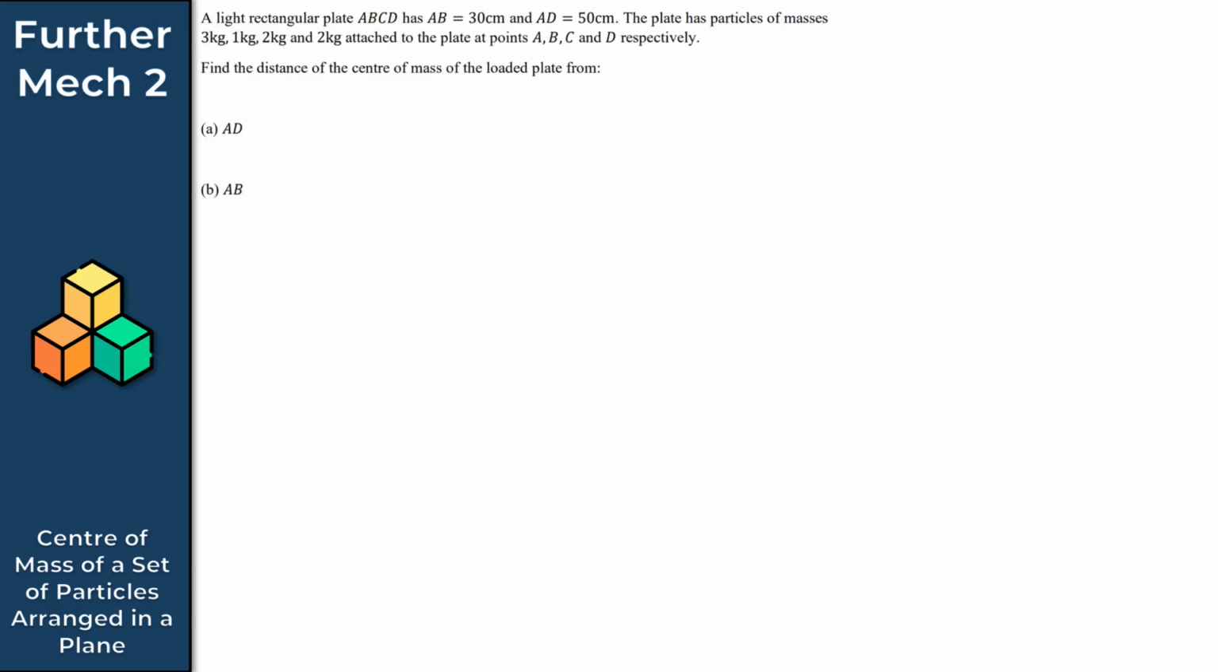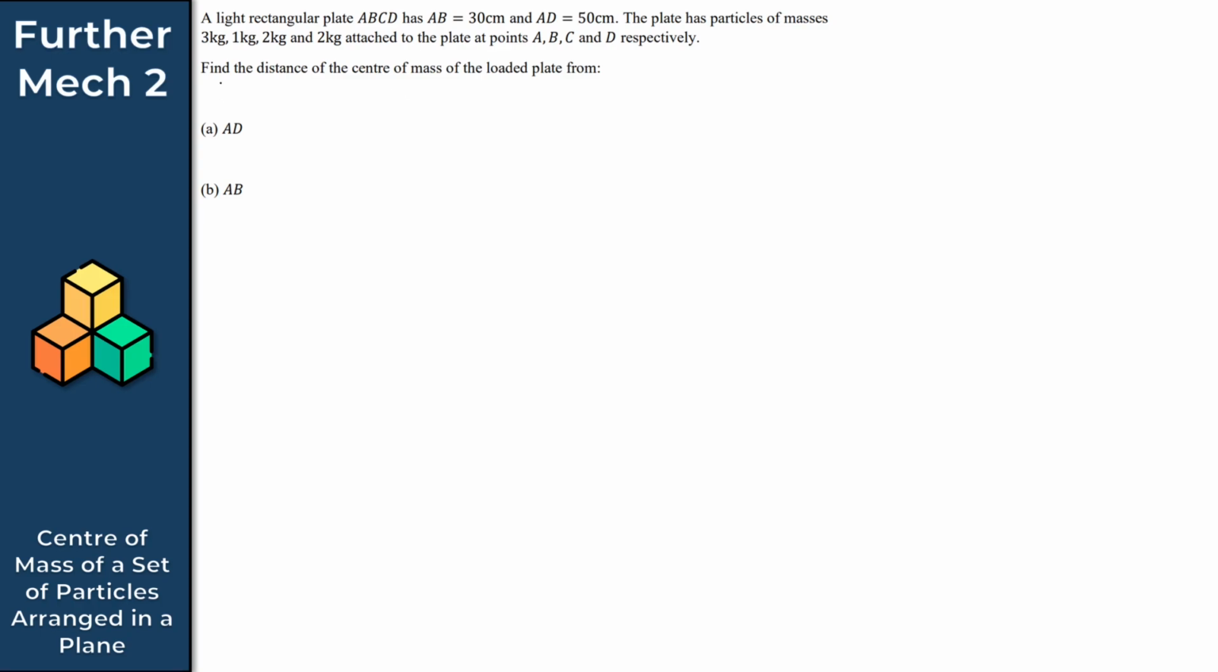And then finally, to finish with here, we have the very last question for this video, question 2. Now for this question, what I've got here is a light rectangular plate ABCD, which has AB measured at 30 centimeters and AD measured at 50 centimeters. We're then told that the plate has particles of masses 3 kg, 1 kg, 2 kg, and 2 kg attached to the plate at these points, A, B, C, and D respectively.